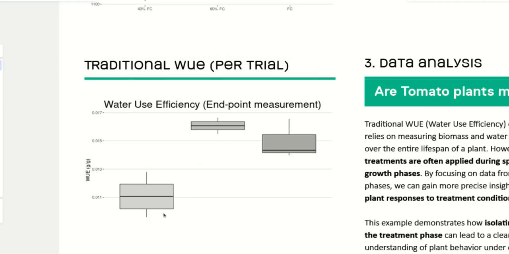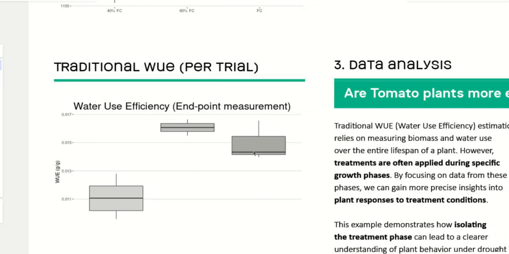We find the plants kept at 40% field capacity are the least water use efficient. Then the plants kept at field capacity and 60% field capacity are closer to each other, but the 60% field capacity group seems to be the most efficient in its water use.